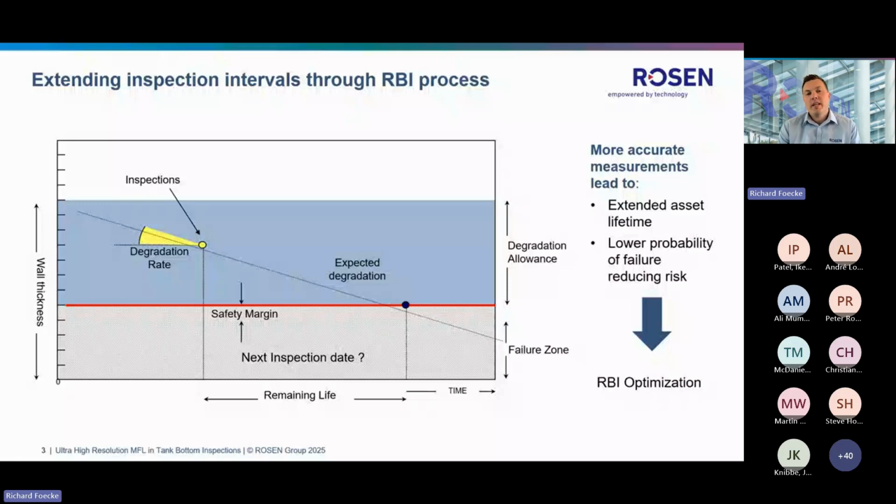To determine a next inspection date, you have to calculate a degradation rate, and there inspections come into play. And the better your inspection data, the higher quality, the more accurate the inspection data is, the more accurately you can calculate a degradation rate, and the more accurately you can calculate the next inspection date. So in the end, more accurate measurements lead to an extended asset lifetime, a lower probability of failure, and reduced risks, and also in the end, optimize the RBI.